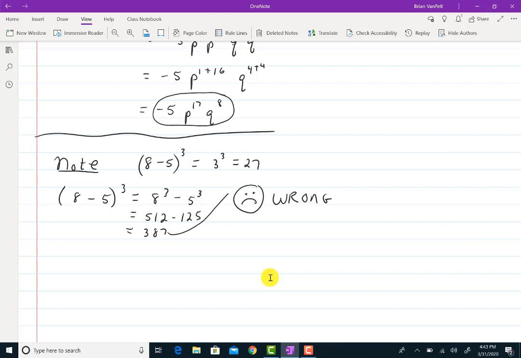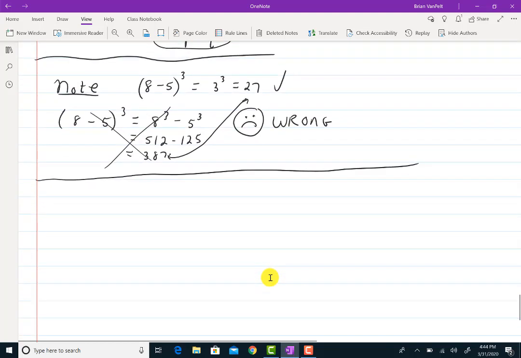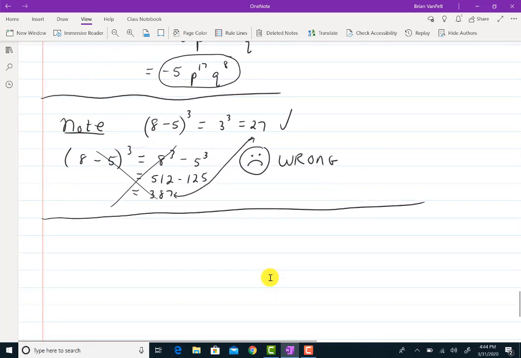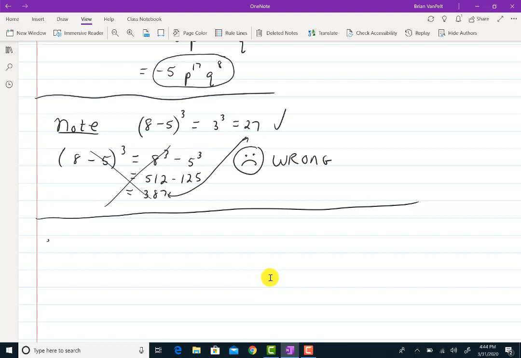You notice these things are vastly different from each other. This one is correct, the second one is wrong. So do not make that mistake. It will not work when you have anything in between there except a multiplication or a division sign. Anyways, that just happened to be on my mind. Take that out of the picture and we'll move on.